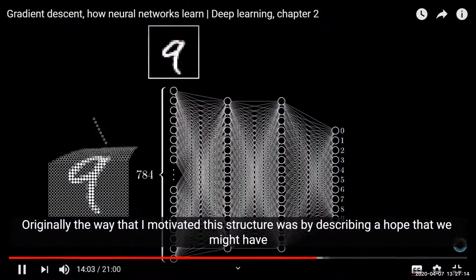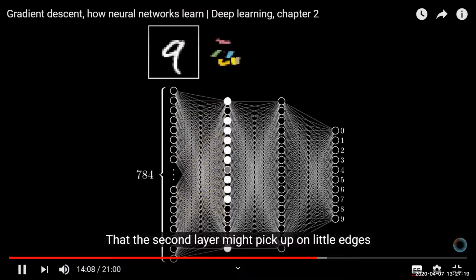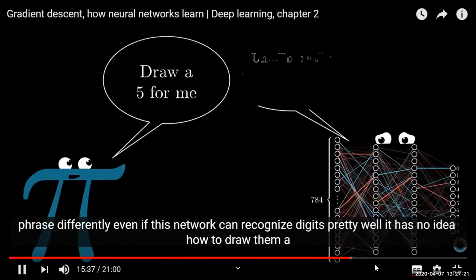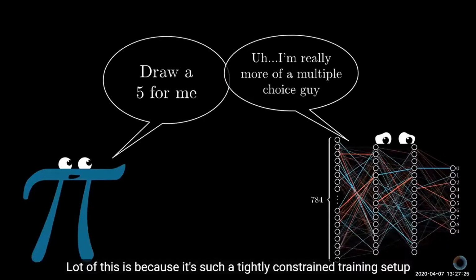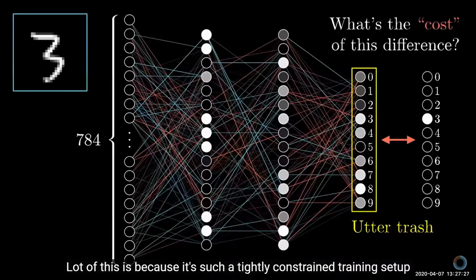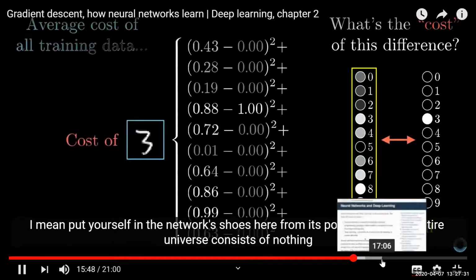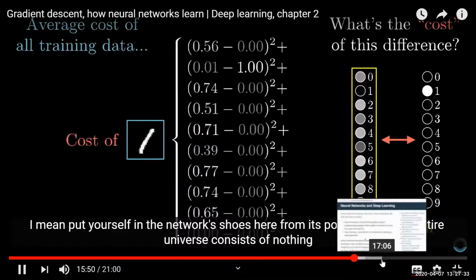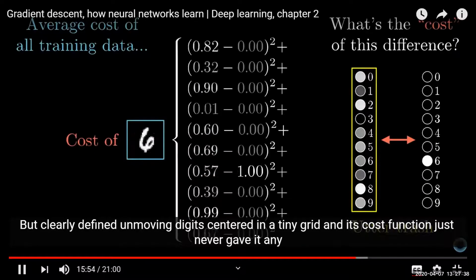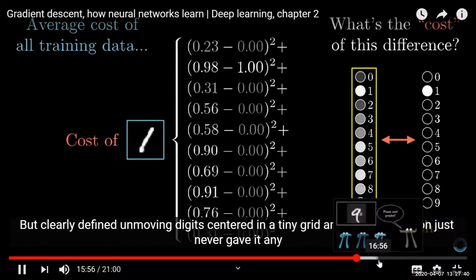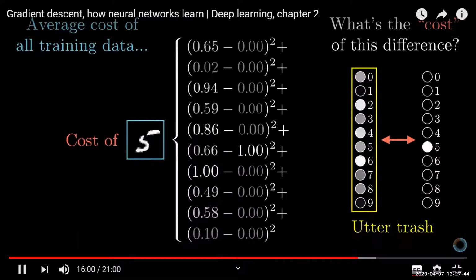The way that I motivated this structure was by describing a hope that we might have, that the second layer might pick up on digits pretty well. It has no idea how to draw them. A lot of this is because it's such a tightly constrained training setup. I mean, put yourself in the network's shoes here. From its point of view, the entire universe consists of nothing but clearly defined unmoving digits centered in a tiny grid, and its cost function just never gave it any incentive to be anything but utterly confident in its decisions.